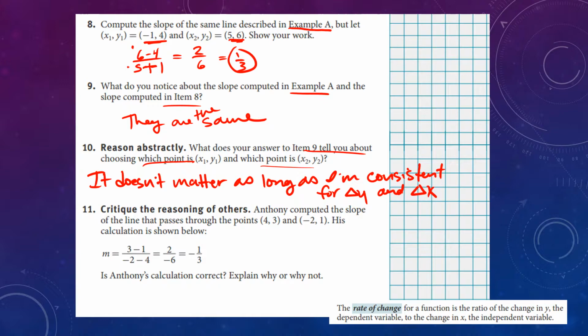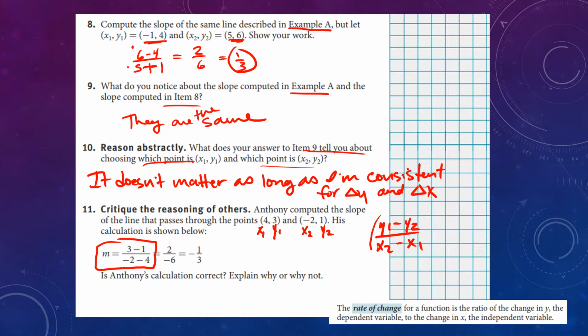So here's what Anthony did. He computed the slope of the line that passes through these 2 points. His calculation is below. So here's his formula. And he did 3 minus 1 for the y's. So he did y1 minus y2. But then he did negative 2. So he did x2 minus x1. So he did y1 minus y2 over x2 minus x1.